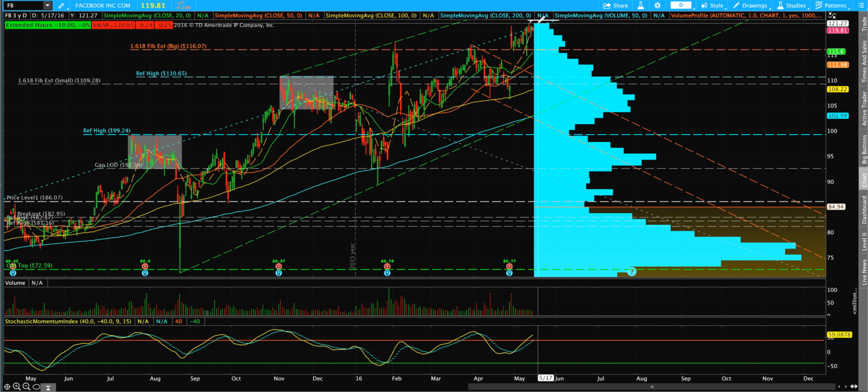Options in Facebook are really cheap here. I would definitely buy puts or put spreads if you're long Facebook shares as a hedge against a move down, particularly if that head and shoulders plays out and the market rolls over.